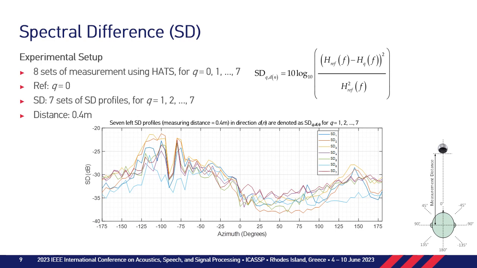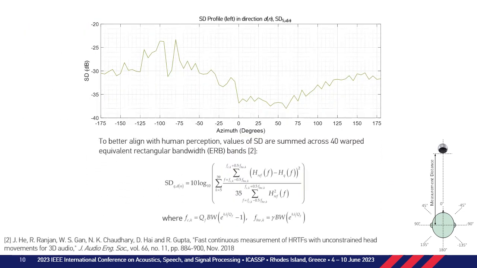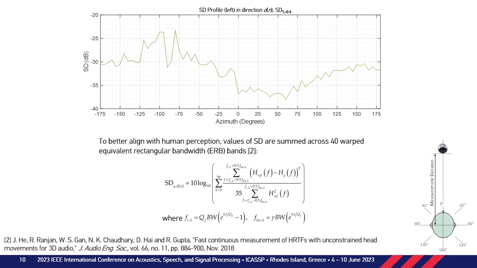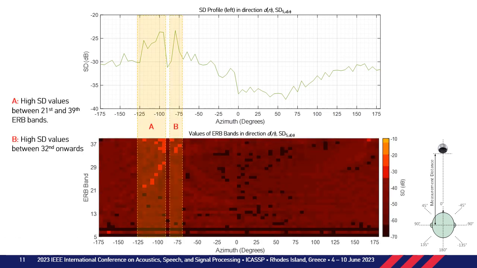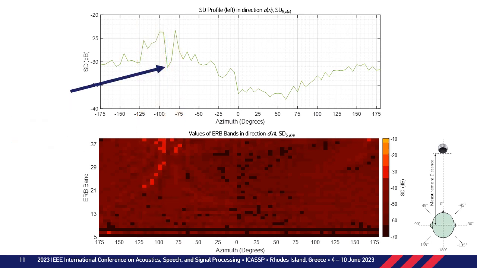Let's have a closer look at one of the SD profiles. We can better align SD with human perception by summing up SD values across 40 warped equivalent rectangular bandwidth bands. And this lower plot shows the distribution of errors across the 40 ERB bands. The differences between the HRTFs and the reference HRTF mostly lie between the 21st and the 39th ERB bands at azimuth between -130 degrees and -95 degrees, and 32nd and onwards ERB bands at azimuth between -90 degrees and -60 degrees. It is interesting to note that there is a significant reduction of SD value at azimuth of -80 degrees and -85 degrees.